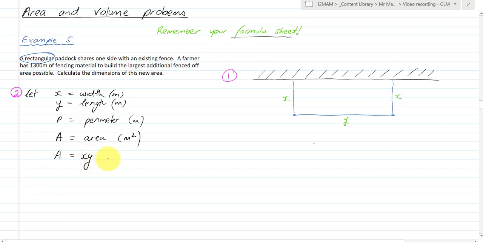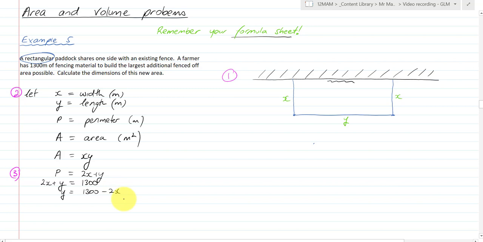But I can't do any optimization until I've got area as a function of one other variable. So now we start step 3. In step 3 I'm trying to find area as a function of x or y. I can't in this case, but I can set up another relationship with the perimeter. The perimeter is equal to 2x plus y, because I don't need to build that fence there, that's already there. So 2x plus y is equal to 1,300, which means that y is equal to 1,300 minus 2x. And that's good enough for me.